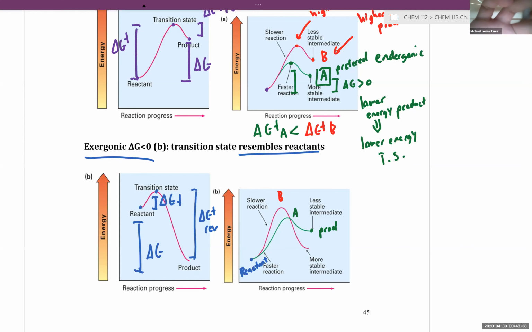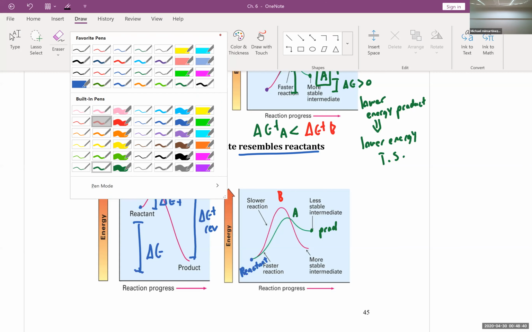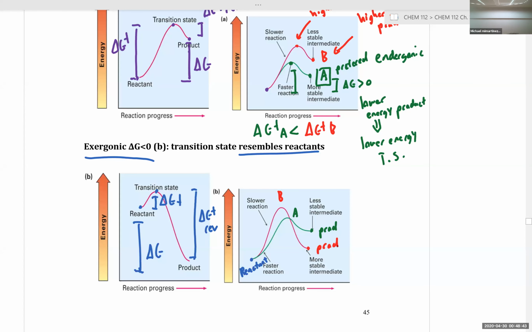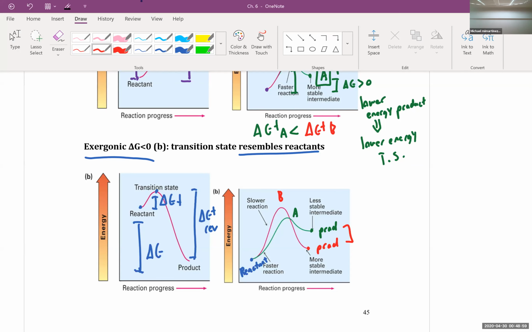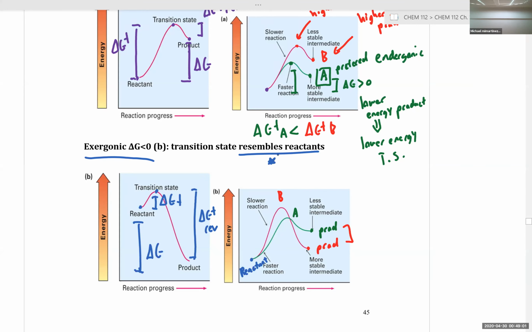So let's dissect this picture in detail. Let's talk a little bit about this step by step. So looking at our products, do our products matter at all in terms of our intermediate? Let me rephrase that. Do our products from this first step matter at all in terms of our transition state? So if we look at the idea of our exergonic reaction, what does our transition state resemble? Our transition state resembles what? Our reactants. Okay, so for B, our transition state resembles reactants.